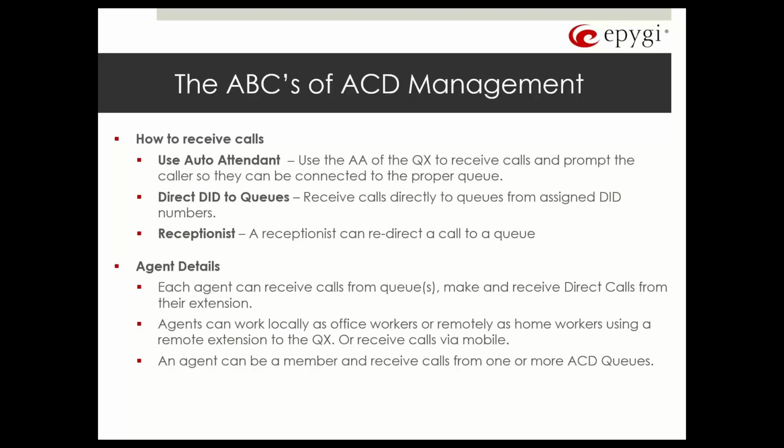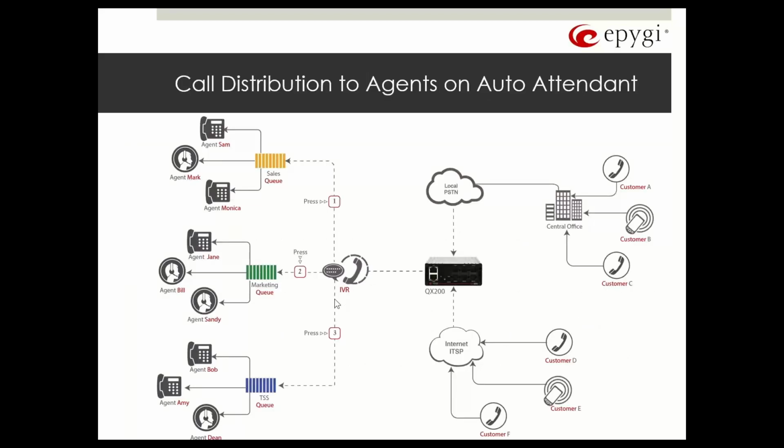So you can receive the calls to the auto tenant. You can receive direct DIDs to the queues. You can have them come into a receptionist where they can be transferred. As for the agent details, each agent can receive calls from queues, and they can receive direct calls to their own extension. They can work locally or be work-from-home users as a remote extension, or even receive calls onto their mobile phone. And they can be a member of several different call queues.